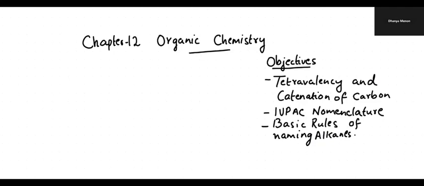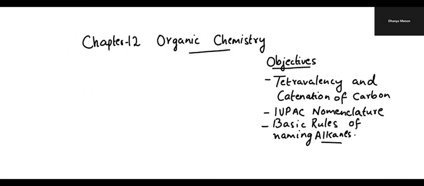Today we are going to learn about the tetravalency and catenation nature of carbon, and also we will be discussing the IUPAC rules for naming organic compounds, and today we will be focusing on alkanes. Okay, so this is a big lesson. So today we will be focusing on alkanes.